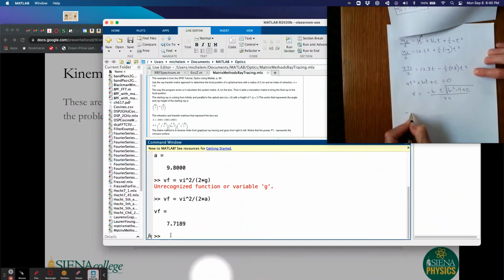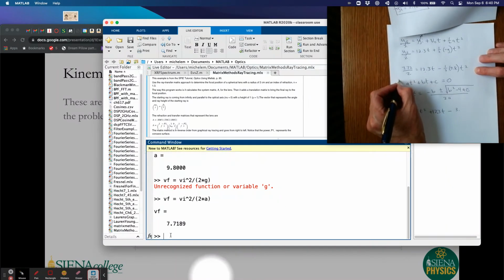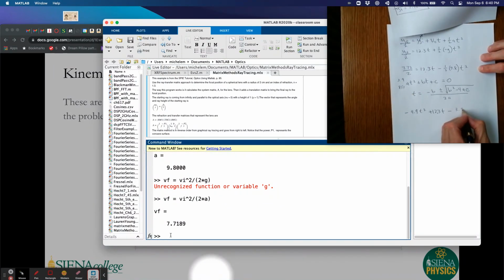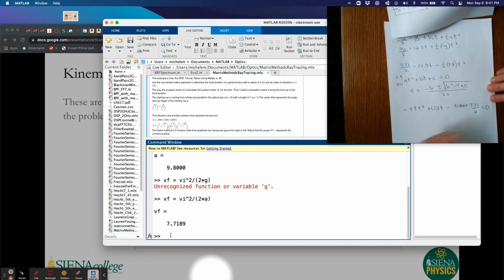So I'm going to have a negative 9.8 divided by 2, which is 4.9 t squared, and I'm going to have plus 12.3 t, and minus 7.72 over 2. I'm not able to do this math in my head right at the moment, so we'll just leave it as 7.72 over 2, and that's equal to 0.